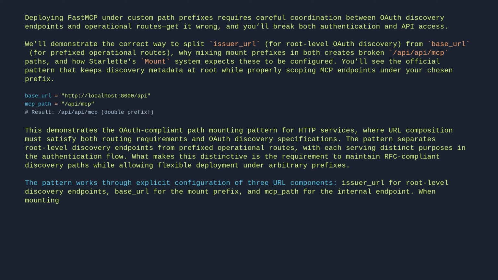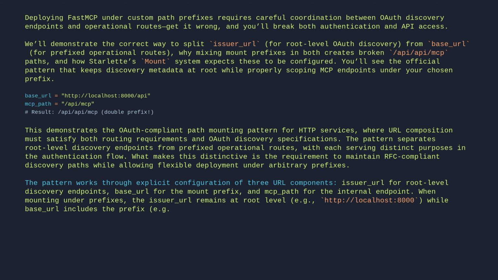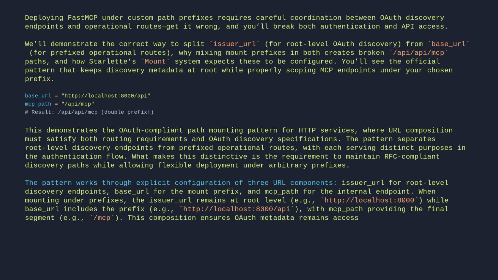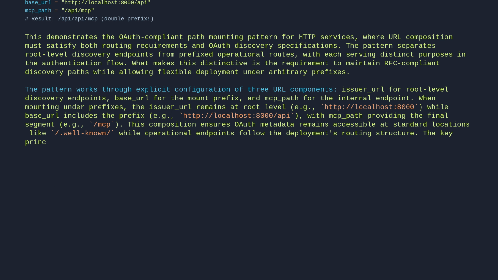When mounting under prefixes, the issuer URL remains at root level, e.g., http://localhost:8000, while base URL includes the prefix, e.g., http://localhost:8000/api, with MCP path providing the final segment, e.g., /mcp. This composition ensures OAuth metadata remains accessible at standard locations like .well-known, while operational endpoints follow the deployment's routing structure. The key principle is maintaining clean separation between discovery requirements and deployment flexibility.